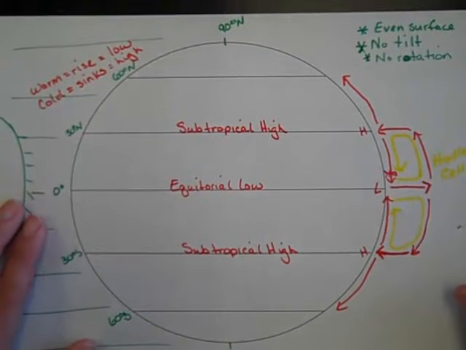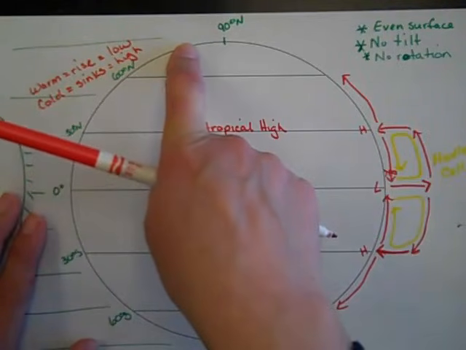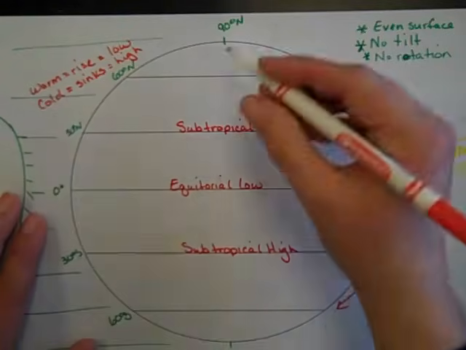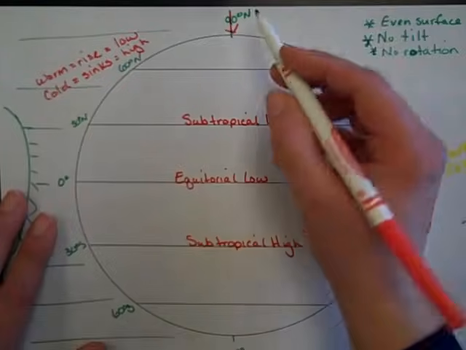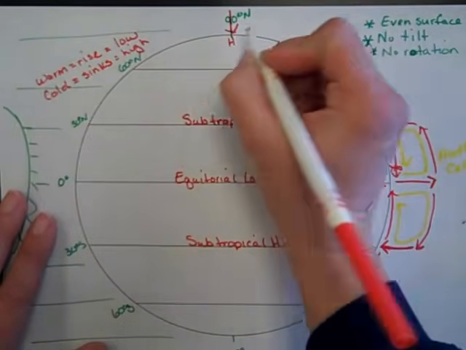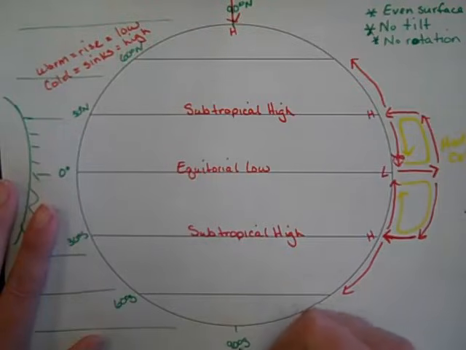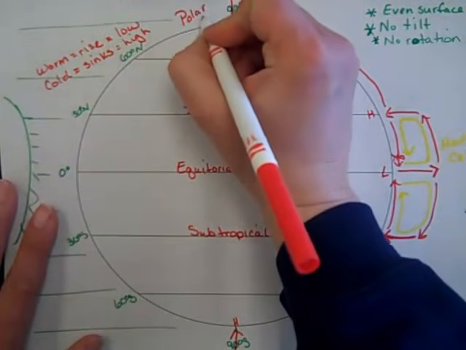Now let's look at our poles for a minute, because what do we know about our poles? Well, we have the sunlight coming in at a very low angle, and so we have very cold air. What does cold air do? Cold air sinks. So up here at the North Pole, we have sinking air, so we have a high pressure. Same thing happens down here at the Southern Hemisphere. Cold air sinks, forming a high pressure. These are called polar highs.